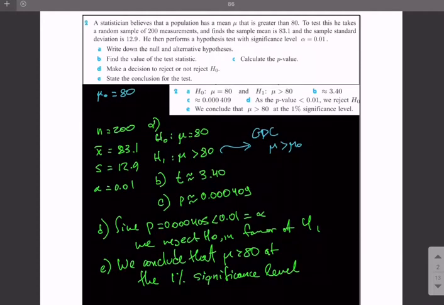Question number 2. I'm going to go fast because you have already solved it. So I always write my information here. Then I write my hypothesis here, and I'm careful to make sure that mu greater than 80 for the GDC is going to be translated in this way, and I'm going to go into my GDC.